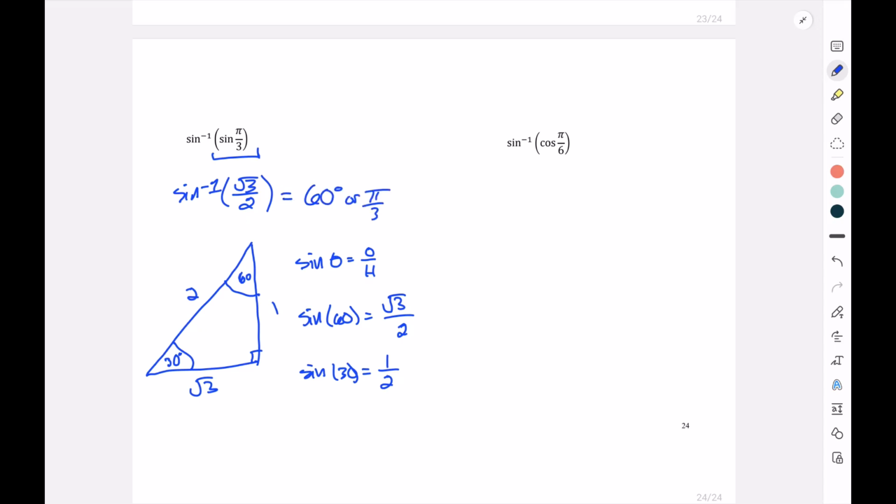So similarly, we can do it for the next one. So if we look at cosine of pi over 6 on the unit circle, we can see pi over 6 is 30 degrees, and for our cosine being x, we can see that it's going to be square root 3 over 2. So again, we would look at sine inverse of square root 3 over 2. And we know that that will equal 60 degrees or pi over 3.